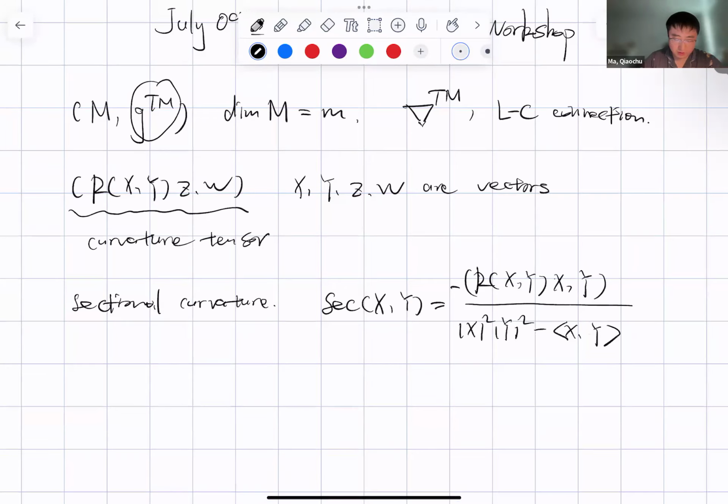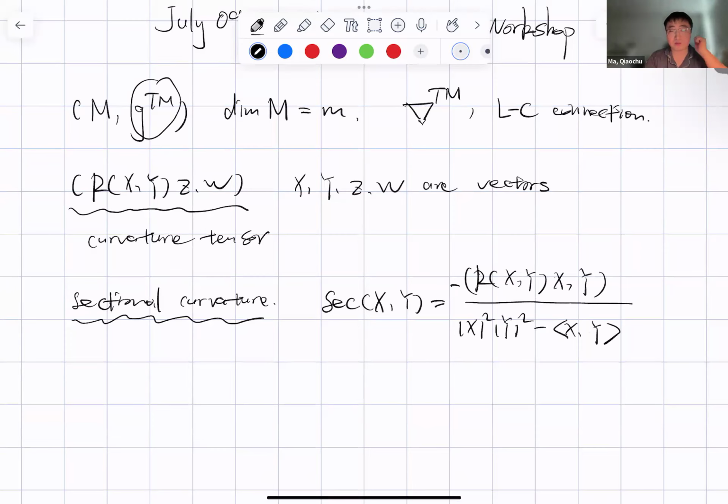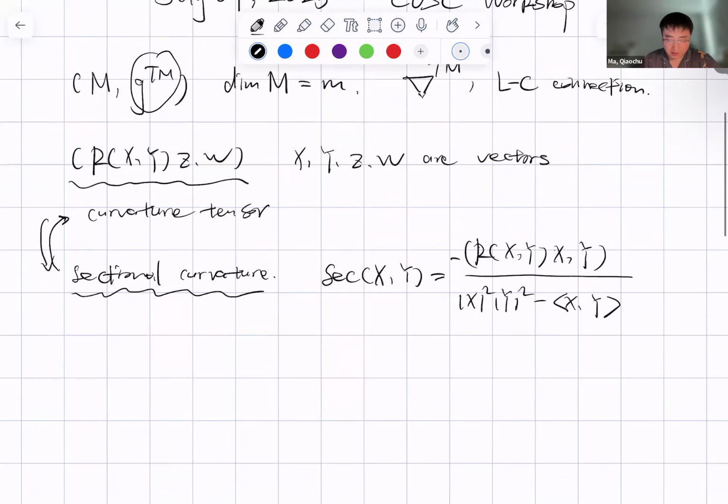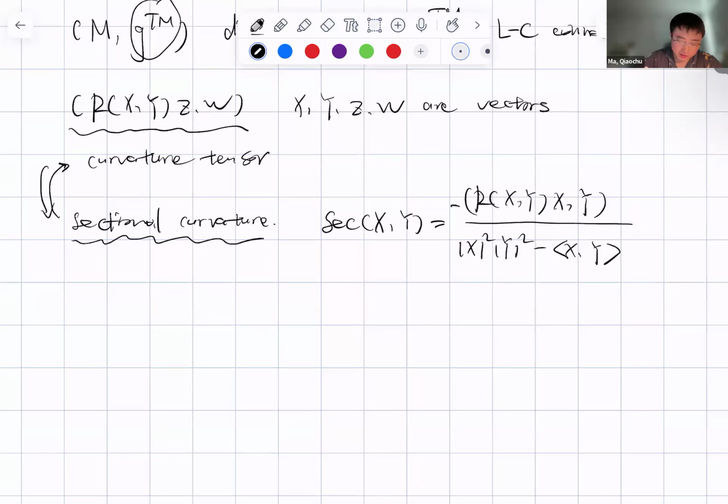Actually, sectional curvature contains almost all the curvature information. Using some tensor calculation, from sectional curvature you can go back to the curvature tensor. So these two tensors are somehow equivalent, so not much information is lost. And next, we can construct the Ricci curvature. Ricci curvature is just the trace of the curvature tensor.